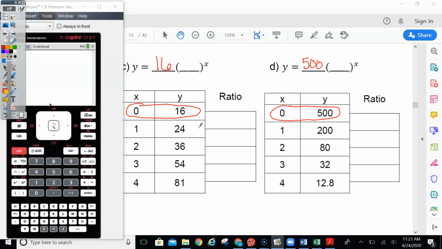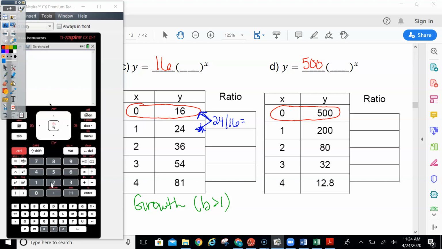If it's not there, then you might have to work backwards or forwards in order to see where x is 0. If you can't see the 0, then either multiply or divide. So here, what do I have to multiply 16 by to get 24? I don't know. Since we don't know exactly what to multiply by, we work backwards and we divide. So 24 divided by 16. Before I actually get that number, if you look at the y's, these are going up. So I know this is a growth, which means the b value should be more than 1. That's how you know if you divided correctly.